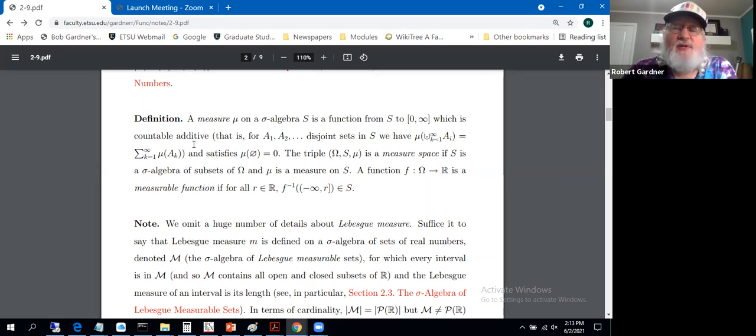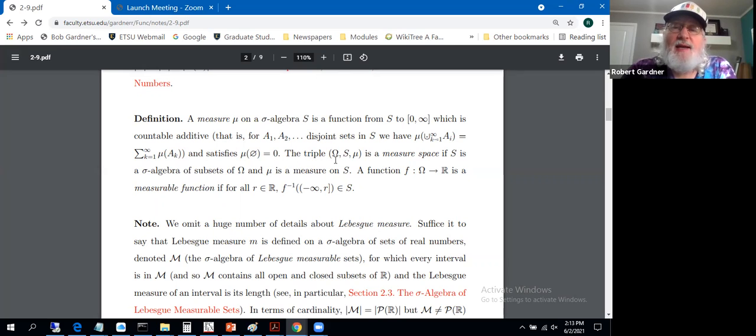So countable additivity is required, and we're requiring the measure of the empty set to be 0. So a measure is defined on a sigma algebra, the measure of a disjoint union is the sum of the measures, that's countable additivity, and the measure of the empty set is 0. So that's not much structure just yet. We'll require more structure when we look at things in a little more detail in terms of Lebesgue measure.